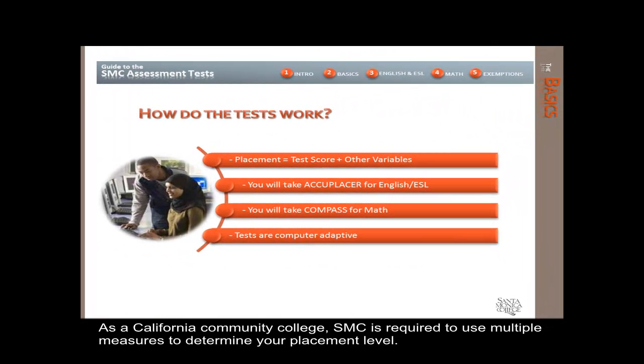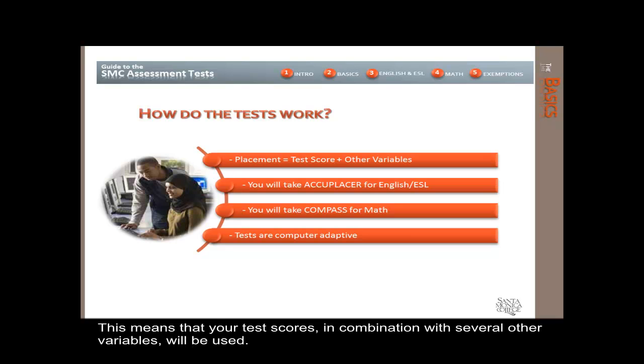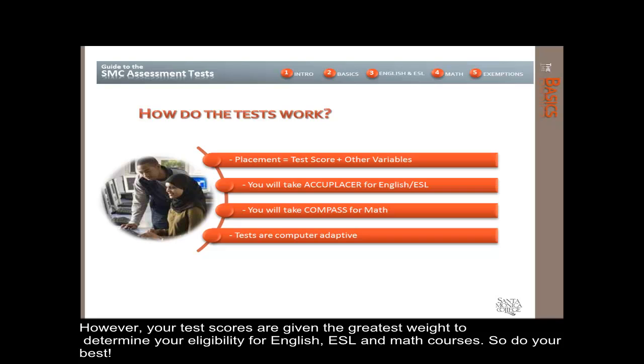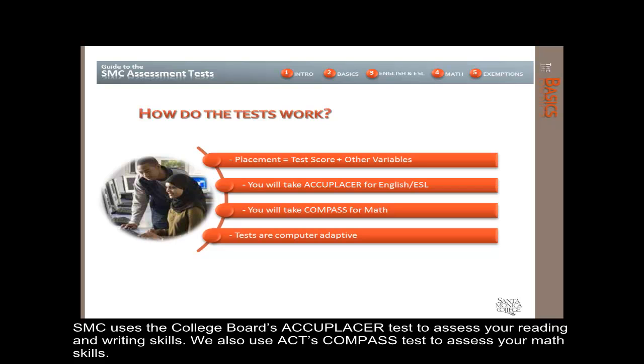As a California community college, SMC is required to use multiple measures to determine your placement level. This means that your test scores, in combination with several other variables, will be used. However, your test scores are given the greatest weight to determine your eligibility for English, ESL, and math courses, so do your best. SMC uses the College Board's AccuPlacer test to assess your reading and writing skills.